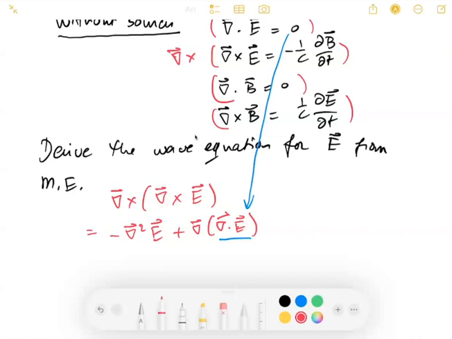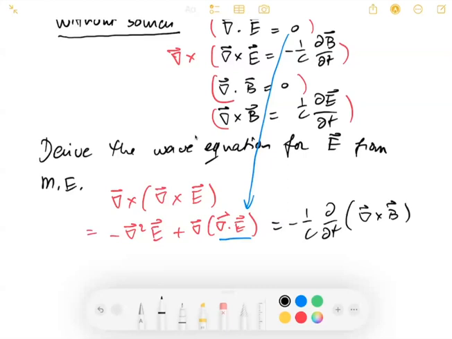And the right-hand side is the curl of minus 1 over c dB/dt. And in this universe, we can take partials and we can swap the order. So we could just write this as minus 1 over c d/dt of the curl of B.